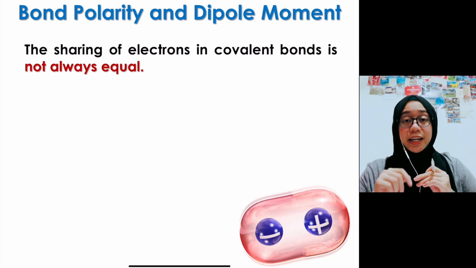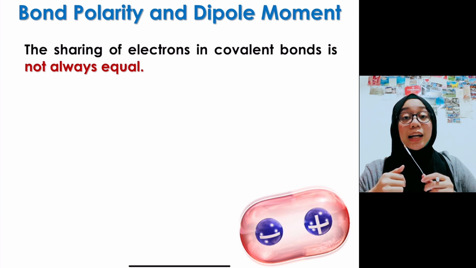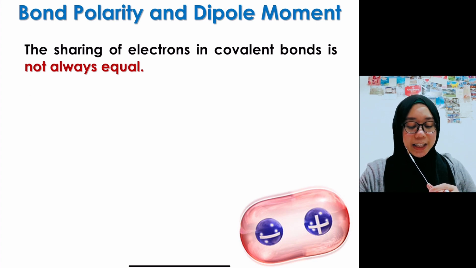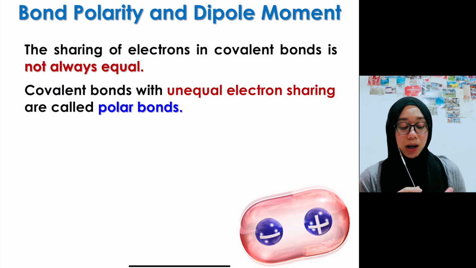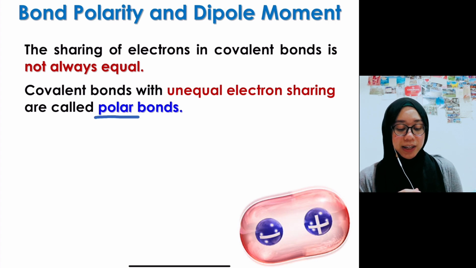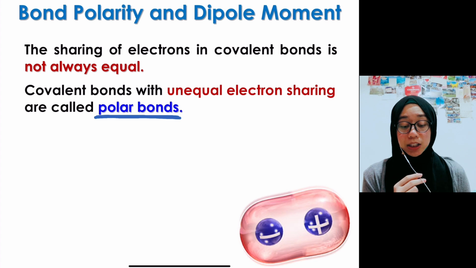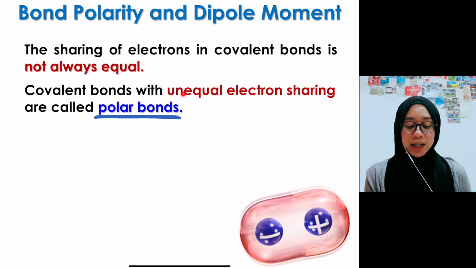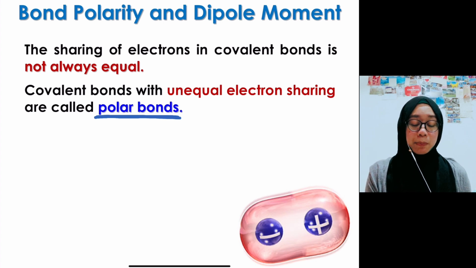Okay, so ini ada kaitan dengan yang kita belajar dekat previous topic, which is on electronegativity. Okay, nanti kita akan tengok. So covalent bonds with unequal electron sharing are called polar bonds. Okay, so specifically covalent bond, tak kisahlah single bond kah, double bond kah, triple bond, but if it is unequal electron sharing antara dua atom tersebut, therefore that bond is said to be a polar bond.